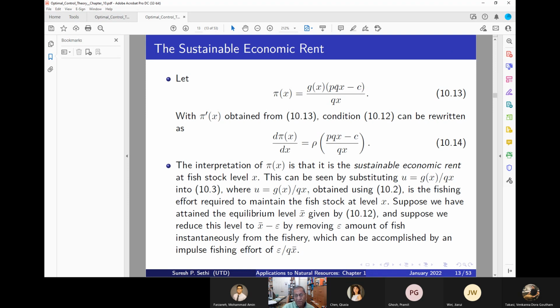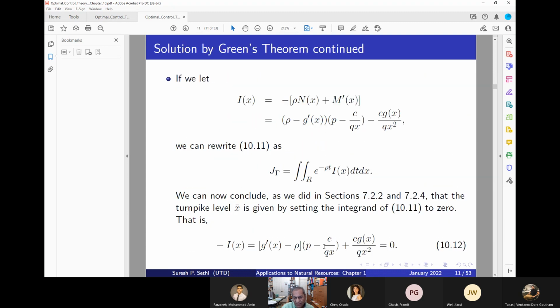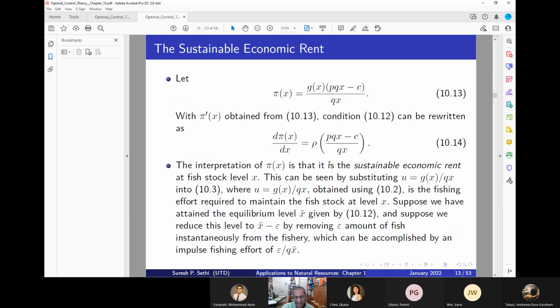So we want to find the profit associated with x. We take the derivative of that. The derivative is given by this. You can now see what I'm coming at. This is an indirect way, somehow call it a clever way if you want, to get to this thing. And if you see the formula here, there are some quantities that look like that. So that's sort of what we're getting at. The interpretation of pi x is that it is the sustainable economic rent at a fish stock level of x. Because at that level, u is going to be qx by this, and then you multiply by p and whatever. So you get that.